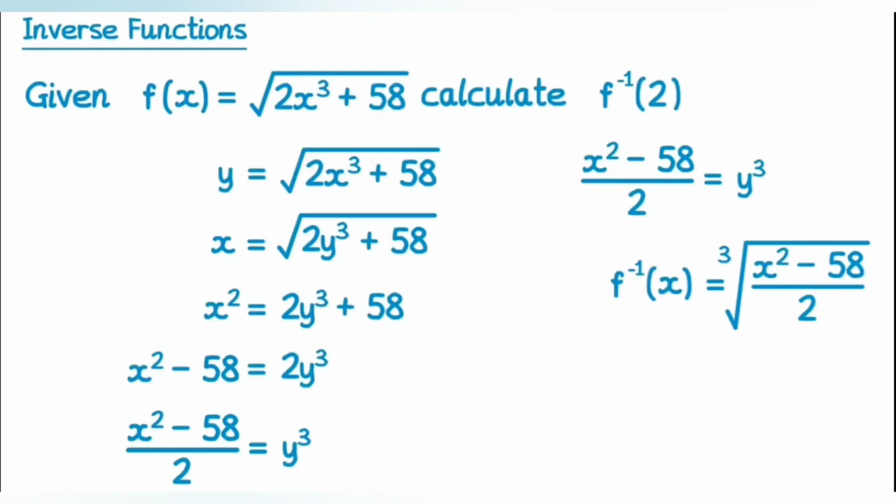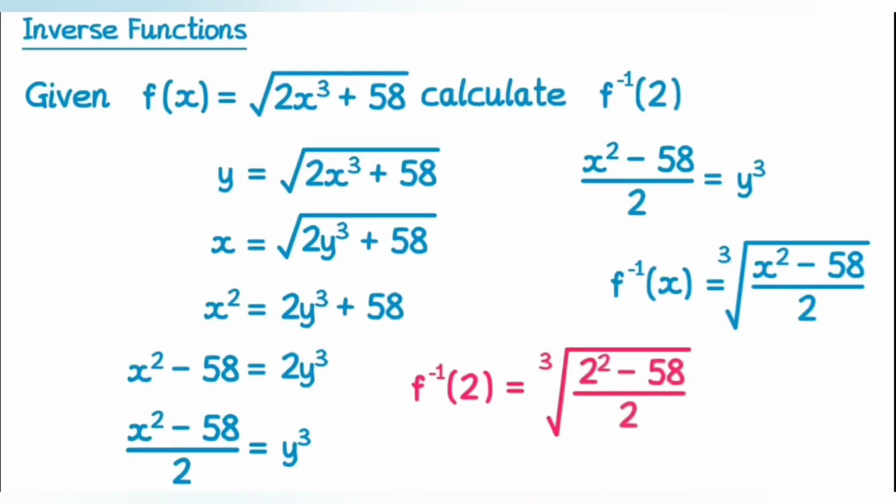Now remember, we didn't want to find the inverse function, we wanted to find the value of it when x equals 2. So all we do to find f inverse of 2 is write this function out, but replace the x's with 2. So it's the cube root of x squared, but we know that x is 2, so 2 squared minus 58 over 2.